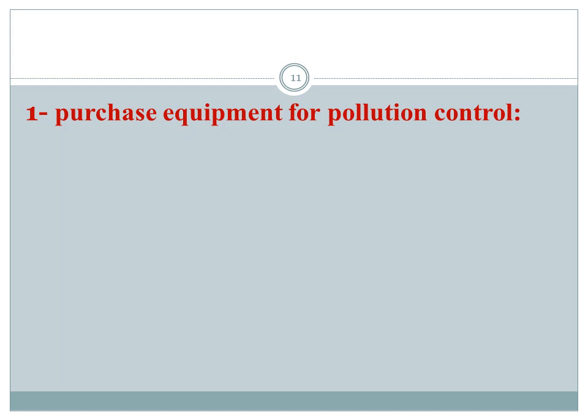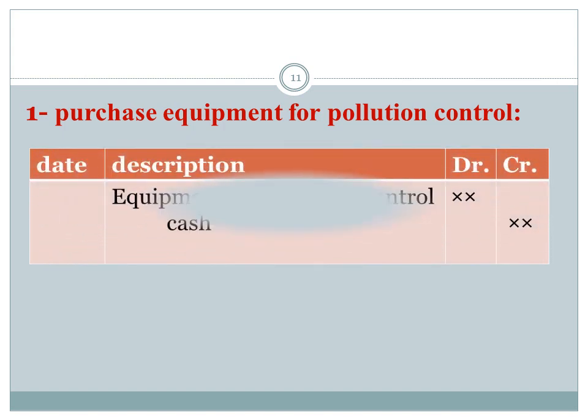The entries according to capital costs will be as follows. 1. Purchase equipment for pollution control, so the assets are increased, so it will be in the debit side. Cash is decreased, so it will be in the credit side. So the entry will be equipment for pollution control in the debit side because assets are increased. Cash will be in the credit side because assets are decreased.